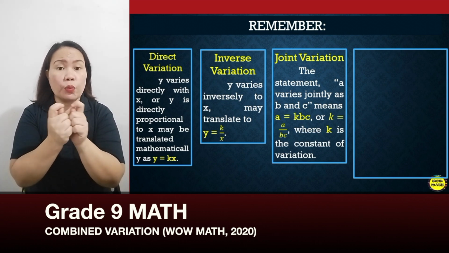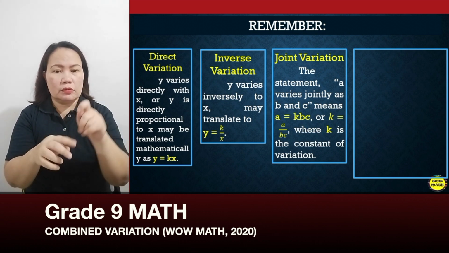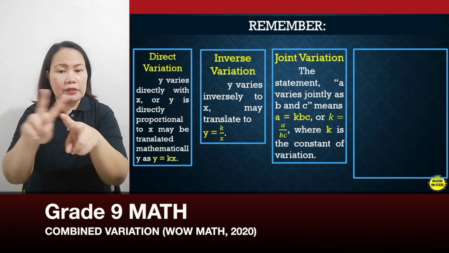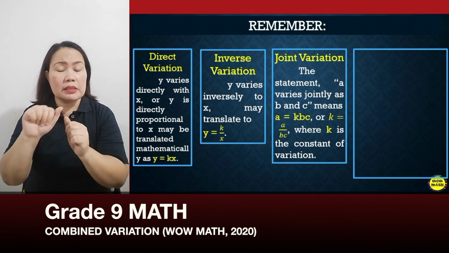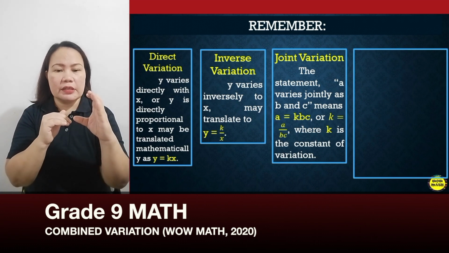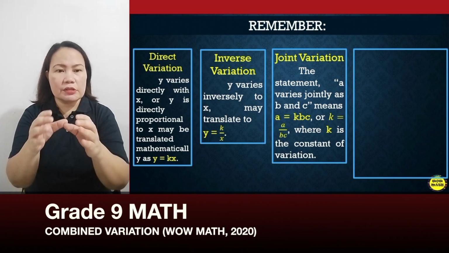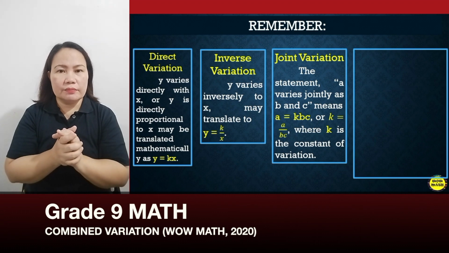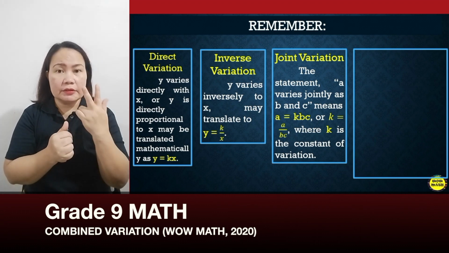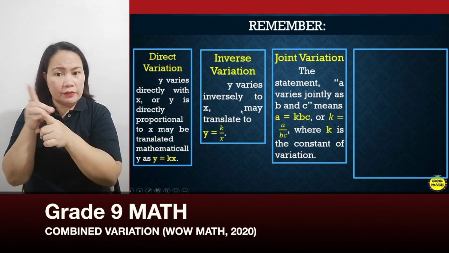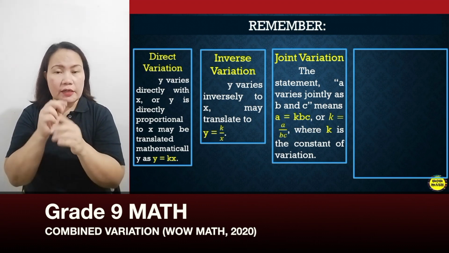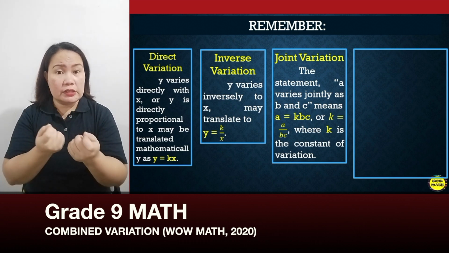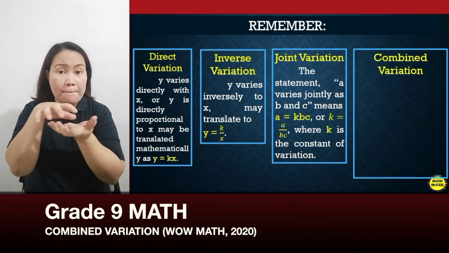For joint variation, the statement A varies jointly as B and C means that A is equal to KBC, or K is equal to A over BC, where K is the constant of variation. So let us remember these three, because we will use this concept in a new type of variation, and that is the combined variation.